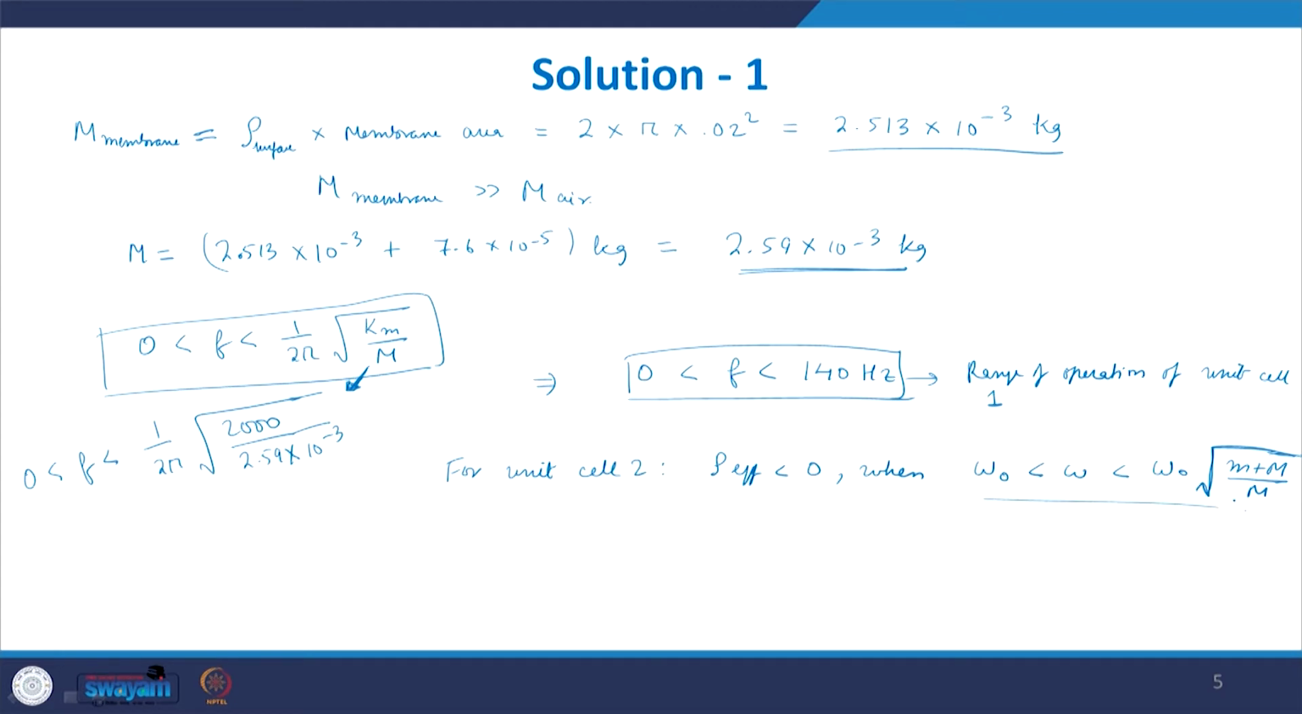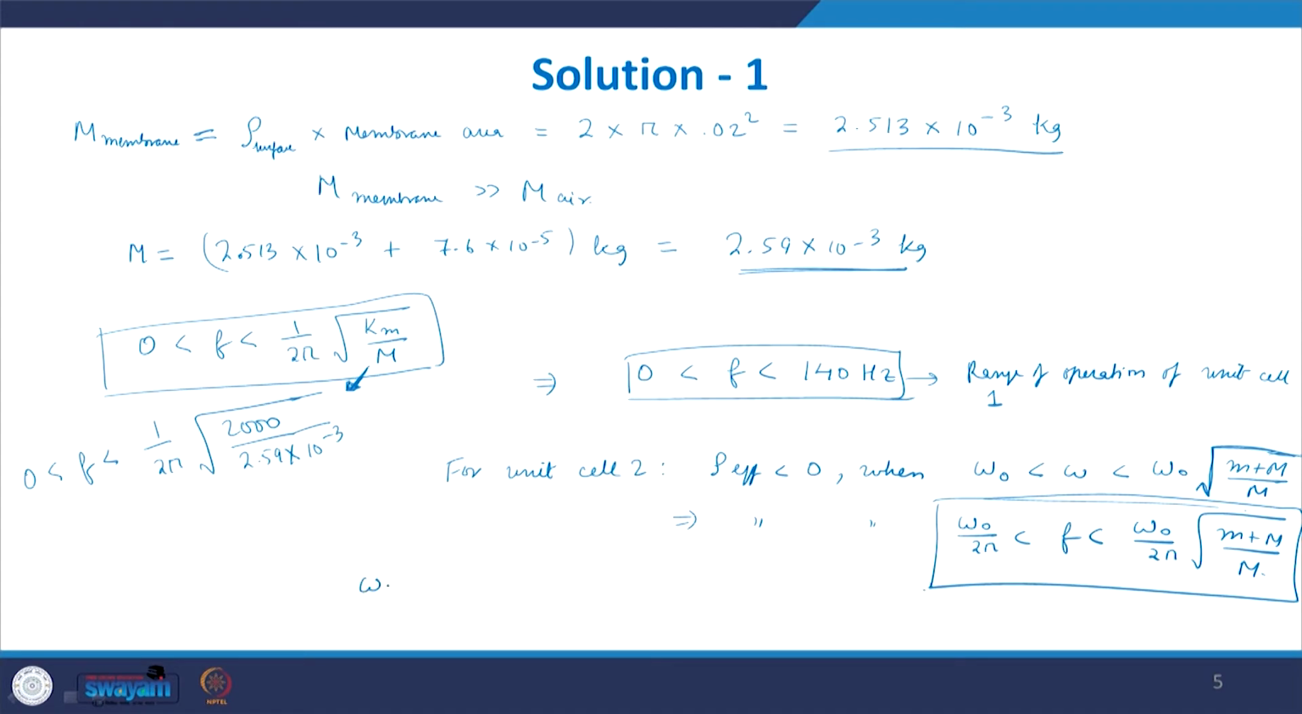You can now calculate this value. In this case, rho effective becomes 0 when the frequency lies between omega naught by 2 pi and omega naught by 2 pi times the square root of (m plus capital M) by m. That is the range we have to find, and omega naught is given by the square root of k m by small m. This is the center mass attached to the membrane, and k is the membrane stiffness, the stiffness due to applied tension.